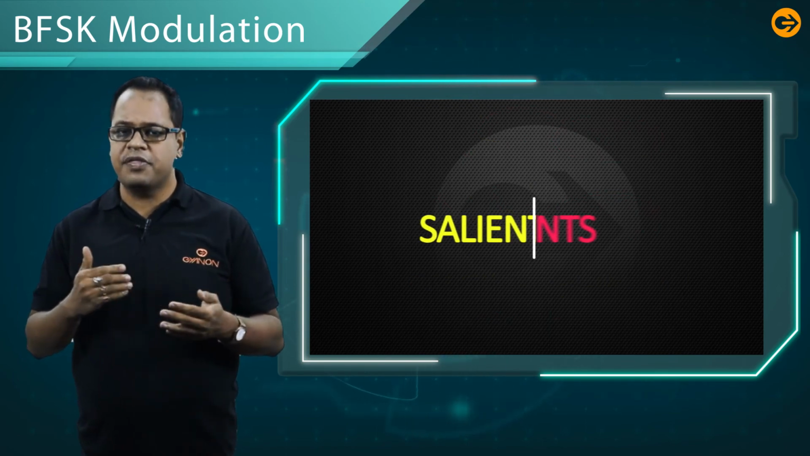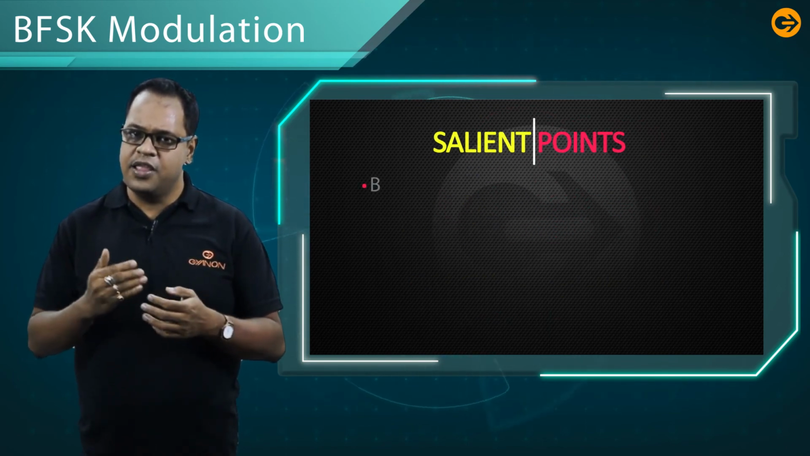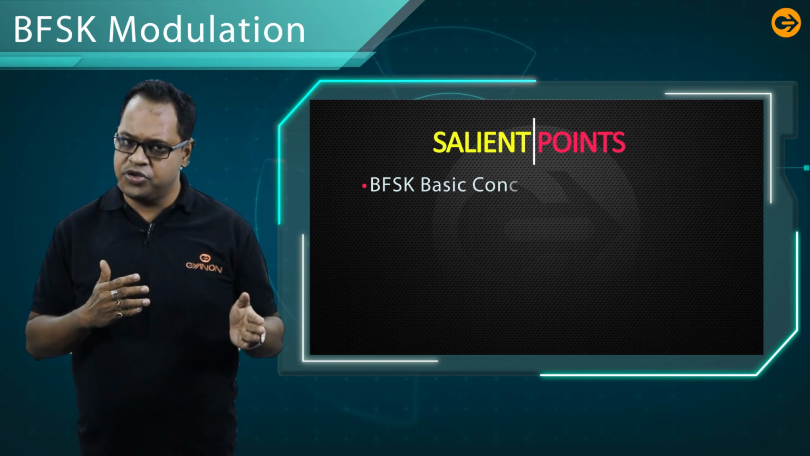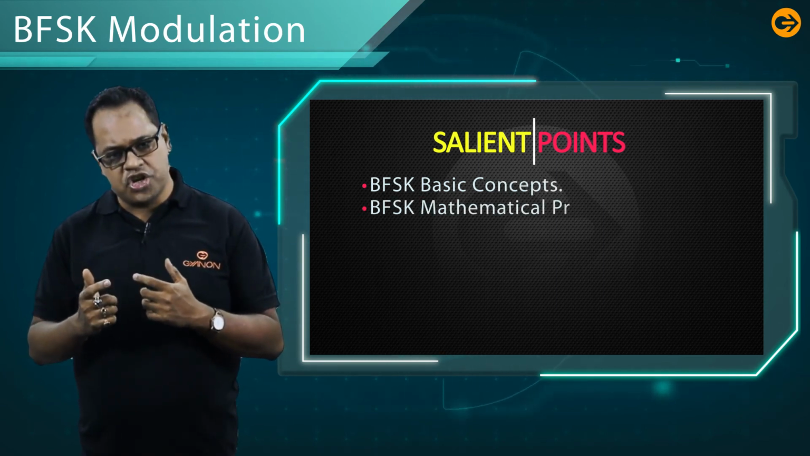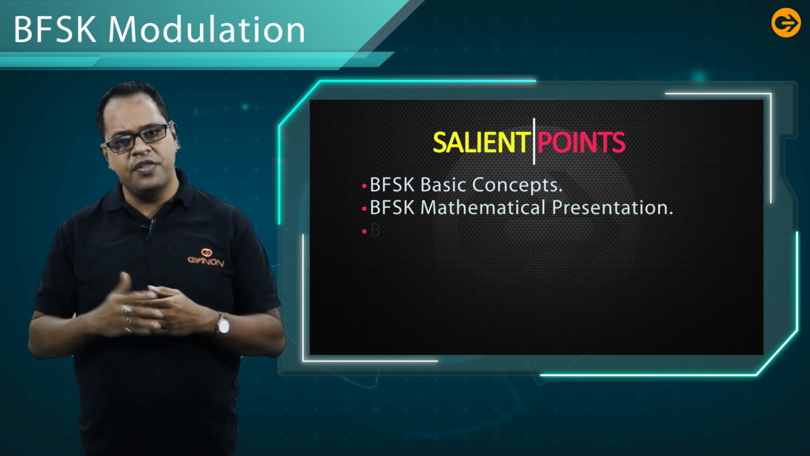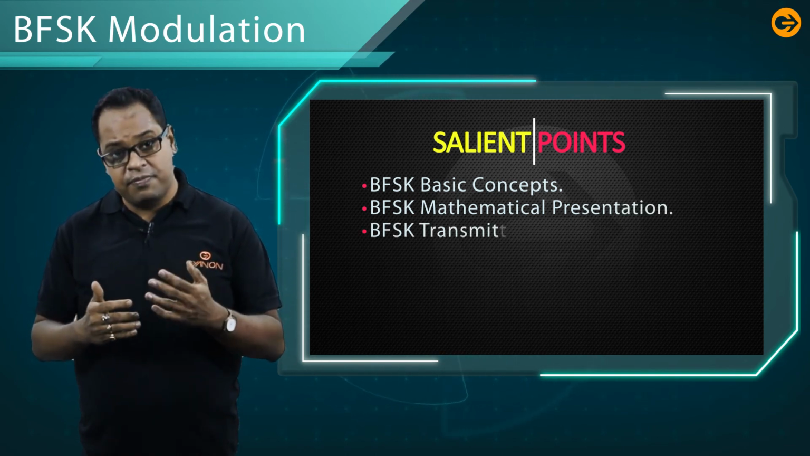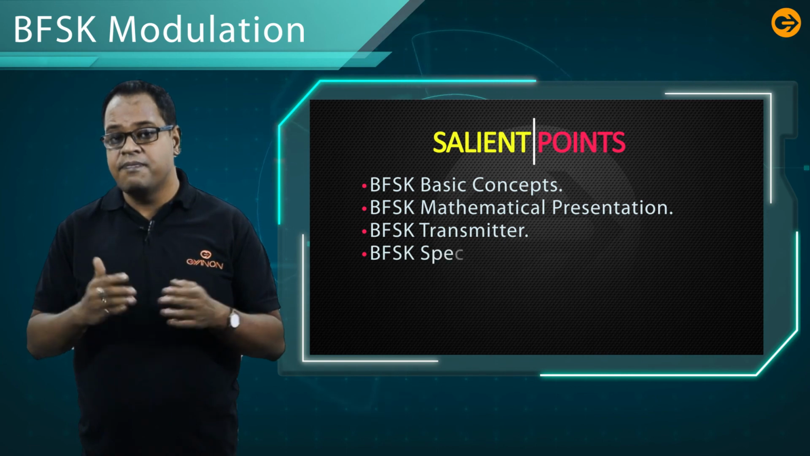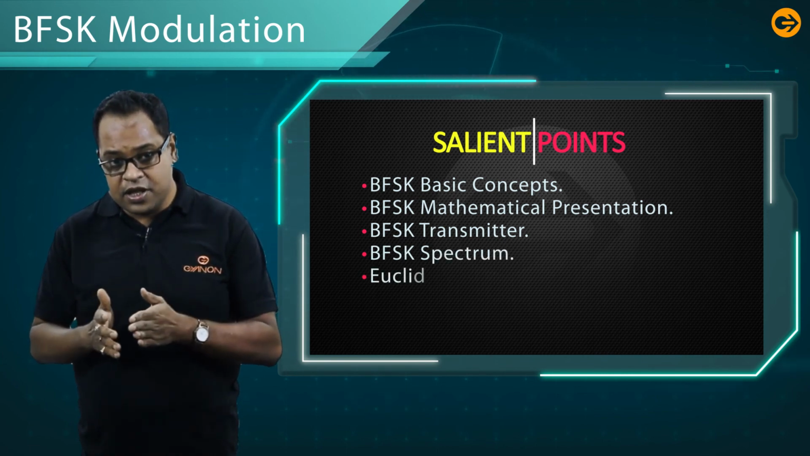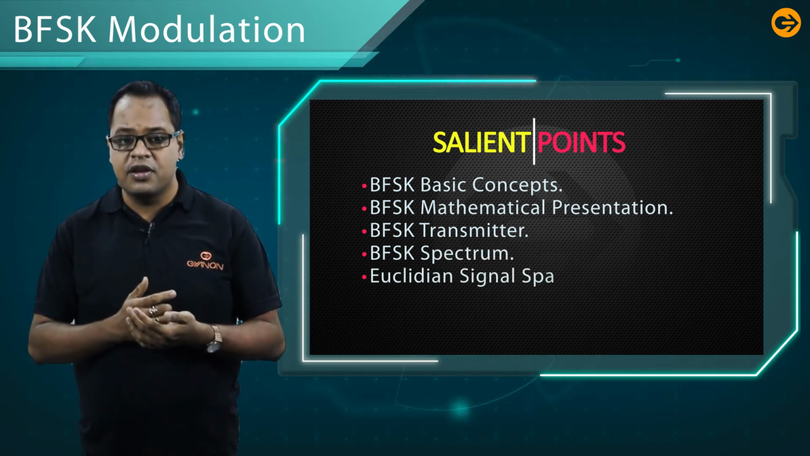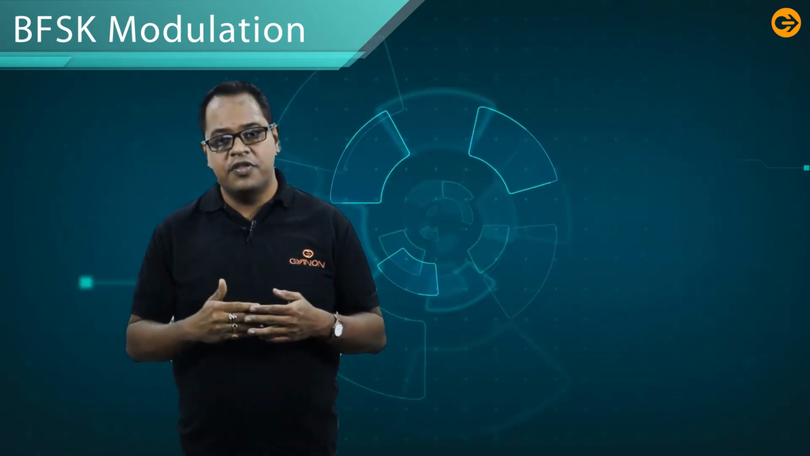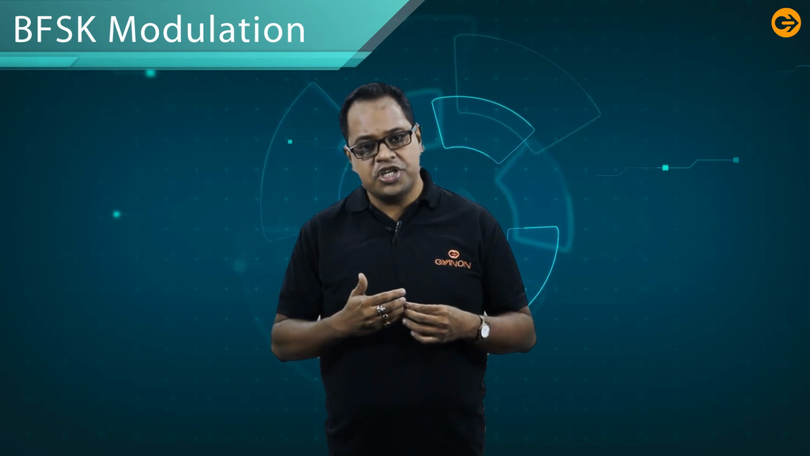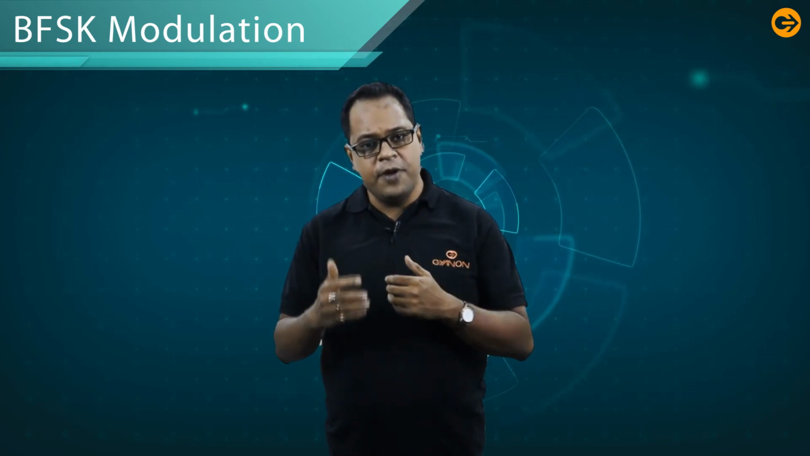So what we have discussed today? We have discussed the BFSK basic concept. Then we discussed BFSK mathematical representation. After that, we discussed BFSK transmitter. Next, we discussed BFSK spectrum and bandwidth. Lastly, we discussed Euclidean signal space representation. That's all for this segment. Practice the relations and practice the block diagram of the BFSK transmitter repeatedly.